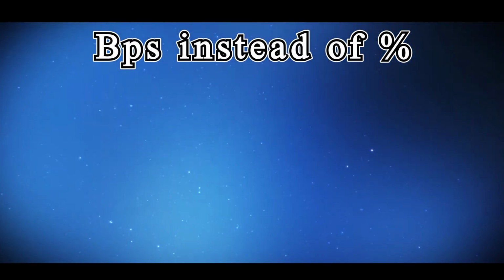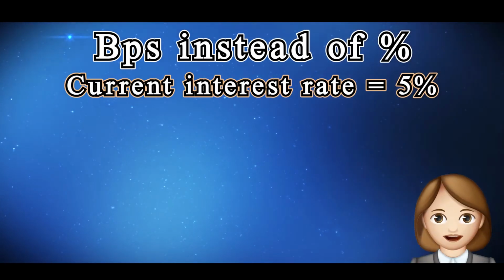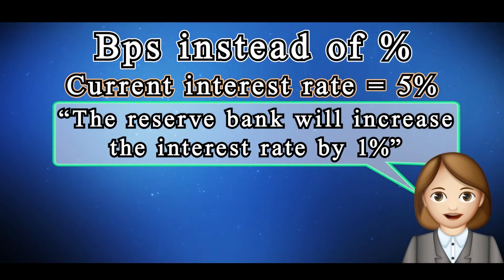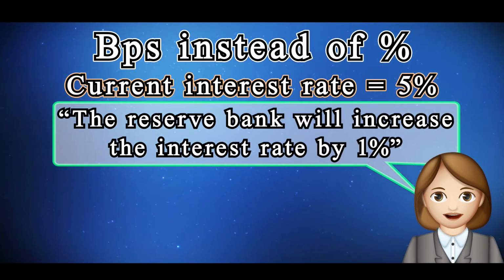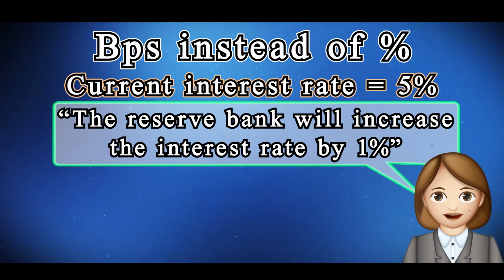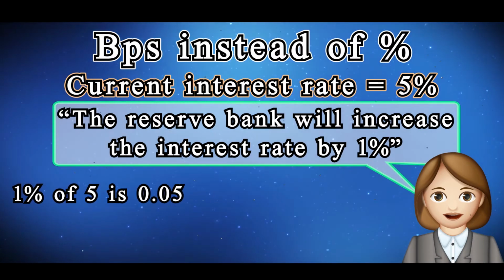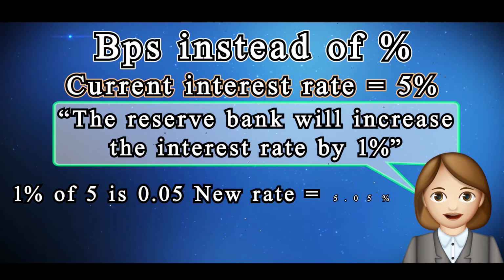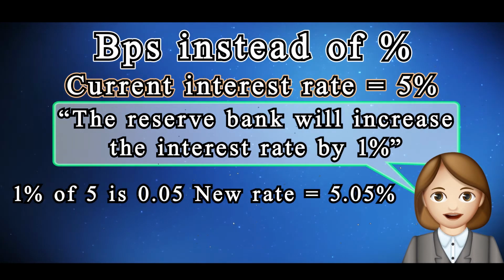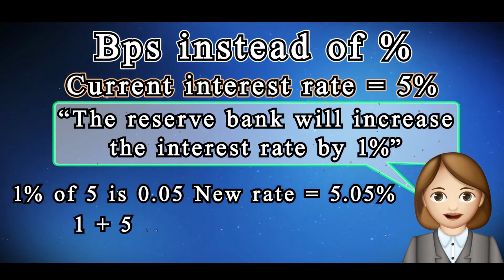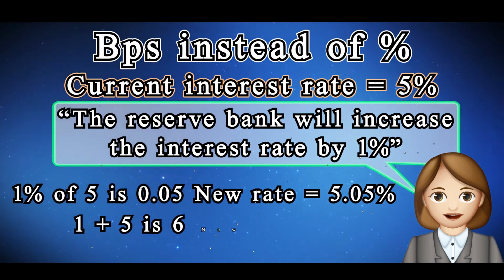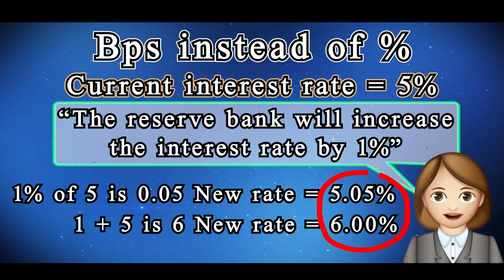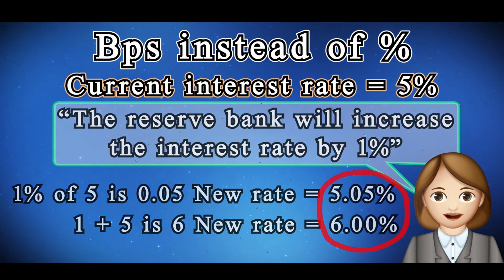For example, if the current interest rate is 5%, and a news reporter said the Reserve Bank will increase the interest rate by 1%, the audience listening to this can interpret it in two different ways, because 1% of 5 is 0.05. So a 1% increase could mean the new interest rate is now 5.05%. Others might see this as a 1 whole percentage increase on the 5% rate, so they would think the new interest rate is 6%. Two very different answers. So using basis points gets rid of this confusion.